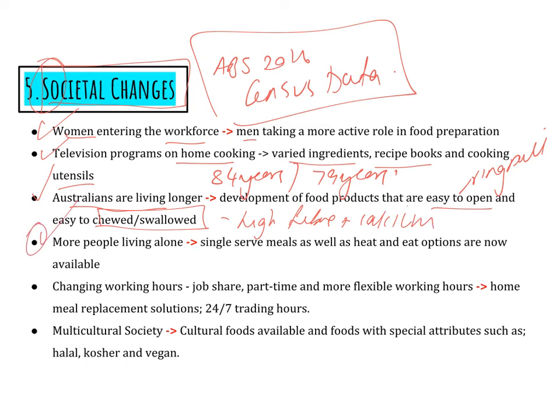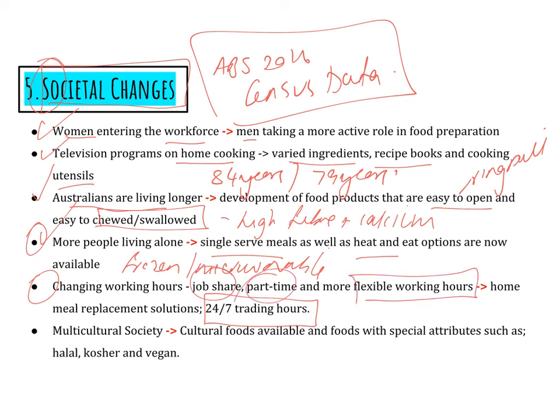More people are living alone. This has led to the development of single-serve meals, as well as heat and eat options such as frozen meals or microwavable meals. Changing working hours, for example, 24/7 trading, has led to a range of working conditions, for example, job sharing, part-time work, and more flexible working hours, so working night shift, etc. This means that meal replacement solutions are quite significant and important for these people in society.